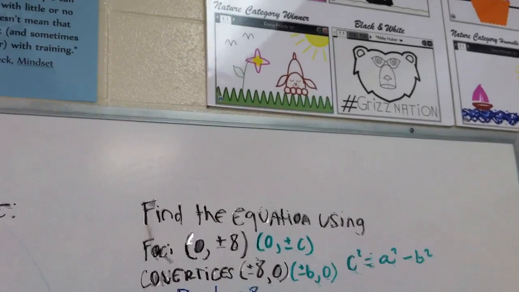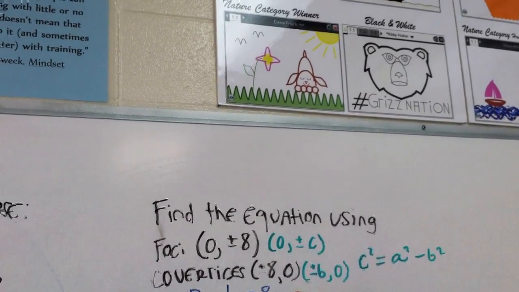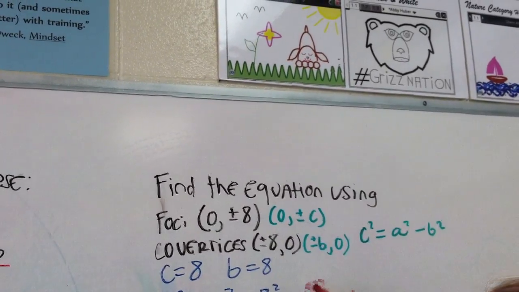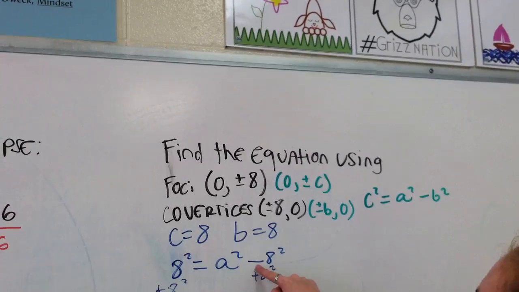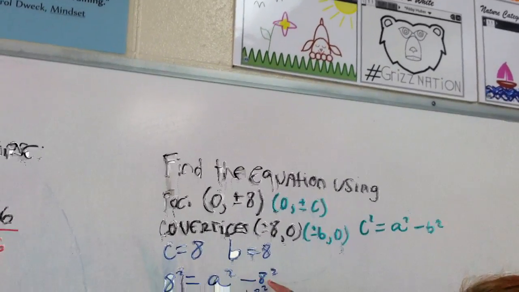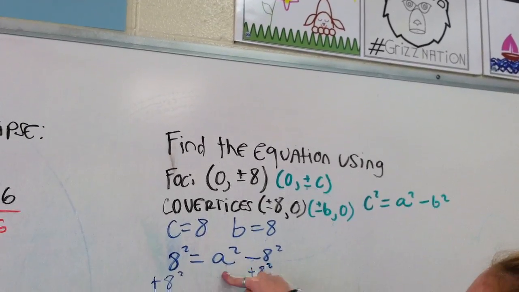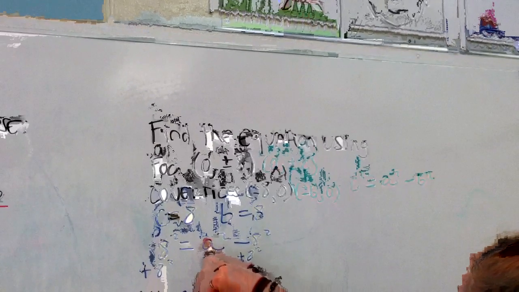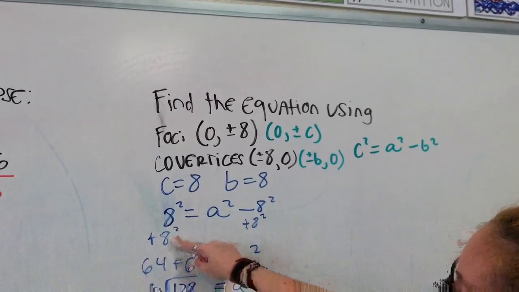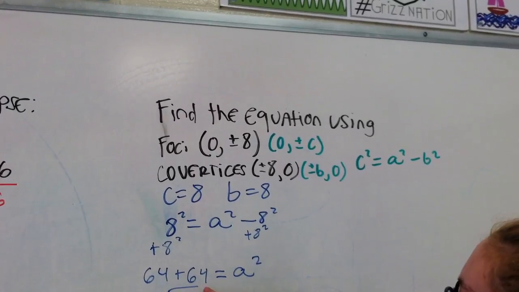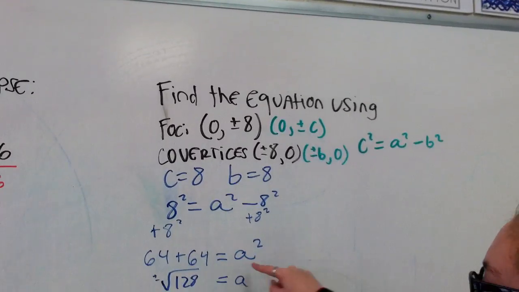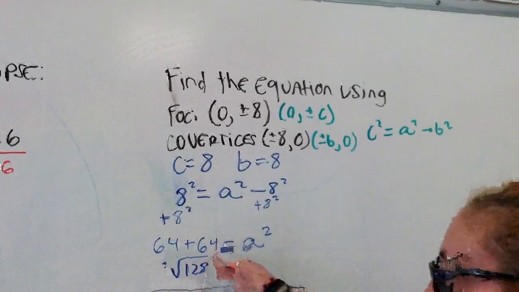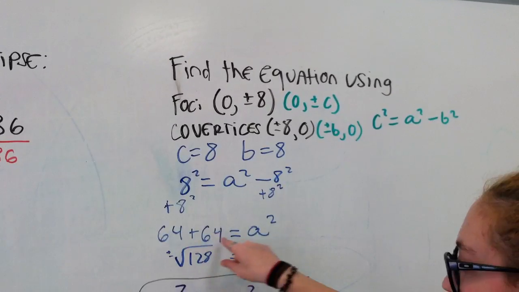So the first thing you're going to do is find a, since you're given b and c. Since they're both 8, it's just 8 squared equals a squared minus 8 squared, from c squared equals a squared minus b squared. Then to isolate the variable a, you're going to add 8 squared to both sides, and then you see 64 plus 64, which is 128, and to find a, you take the square root, using plus or minus.